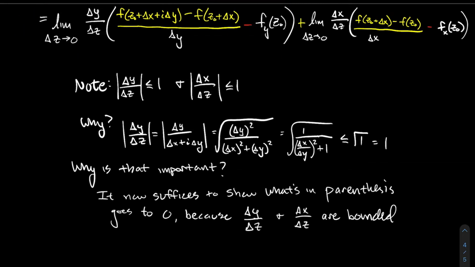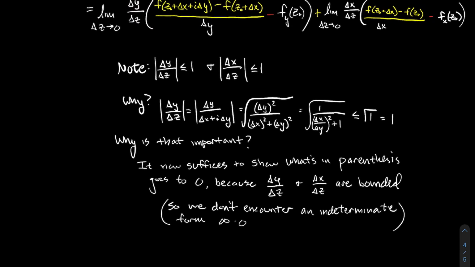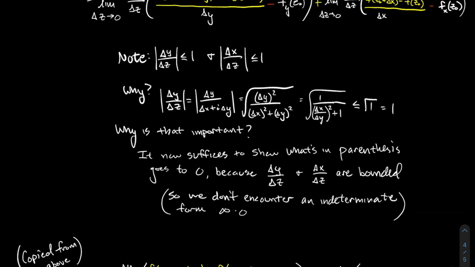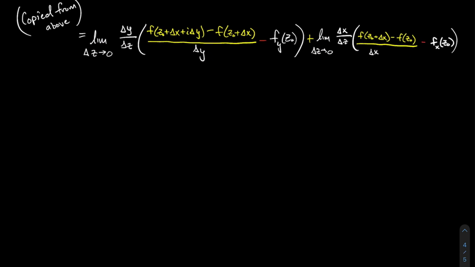But the fact that these are now bounded, right? Their moduli are bounded, I know that it's not going to be an indeterminate thing, so that it suffices to just think about the limit of the expressions that are in the parentheses from now on. So we don't encounter an indeterminate form, so we can just look at what's going on in the parentheses. So let's get into that then. So just to kind of clean it up, I'm going to recopy, or I guess really just one copy from above, that exact same statement though.